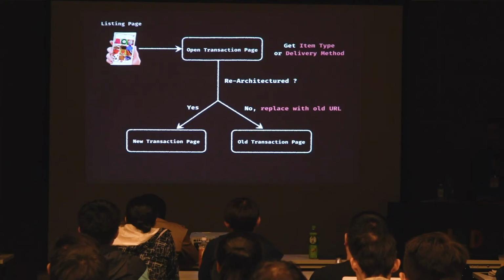If it's not, we will just use window.location.replace to go to the old URL of our old code base. And if it's already re-architectured, we will stay at the current code base. That's how we make peace with the old code base. There's no special magic here.